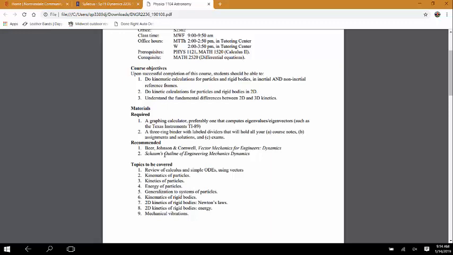And then the other thing you need is a 3-ring binder. Well, it can have as many rings as you want, I guess, but it needs to be a binder that holds papers in it. And you need dividers for 3 different sections: a section for course notes, a section for assignments and solutions, and a section for exams. And I'll go into more detail about that.